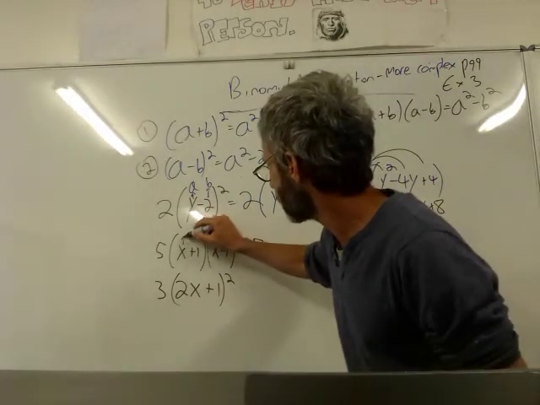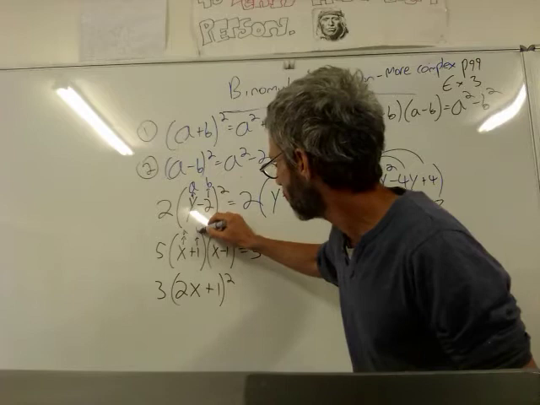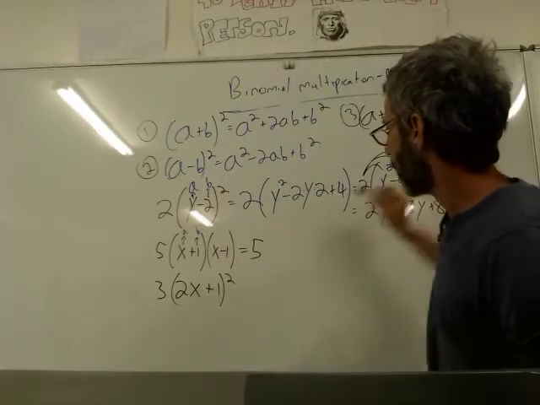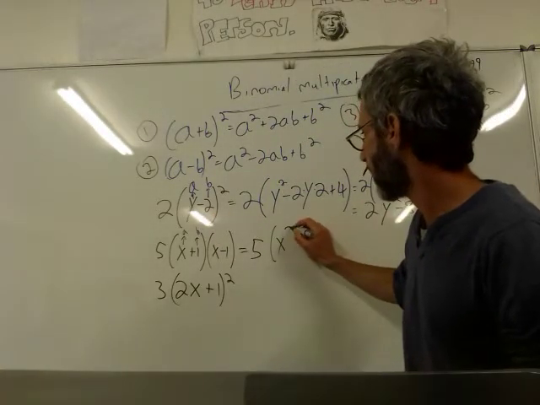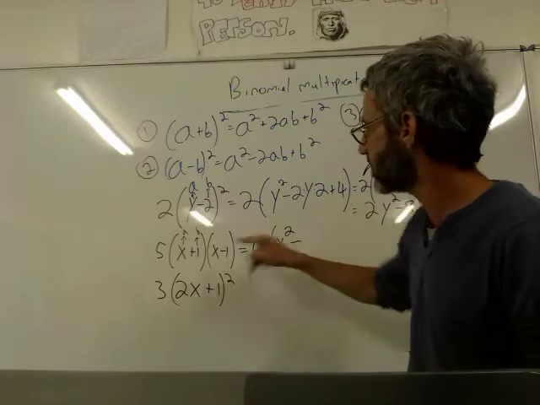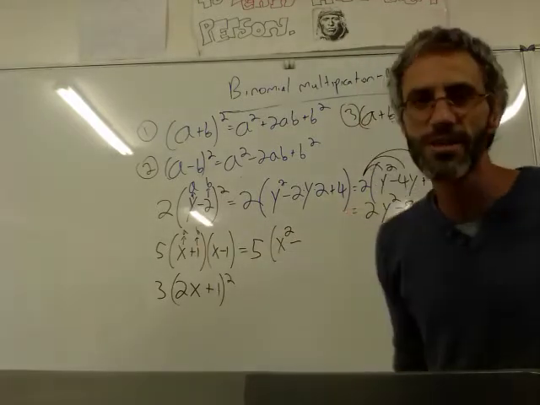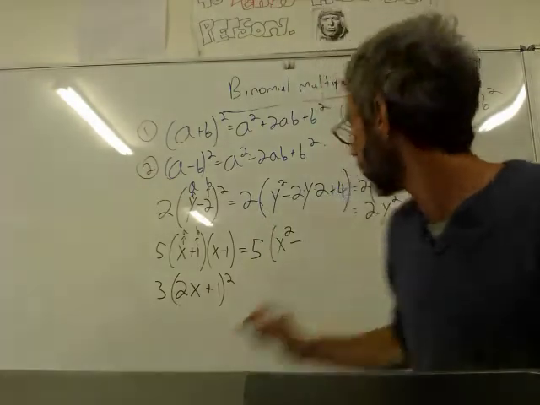What is the a? This is the a, and this is the b. Okay? So it tells me a squared, that means it's x squared minus b squared. What is b? 1. 1 squared. What is the square of 1? 1 times 1 is 1.